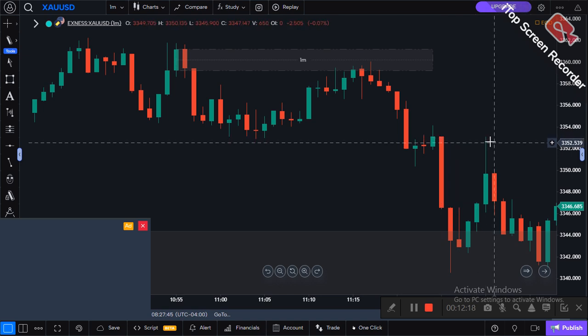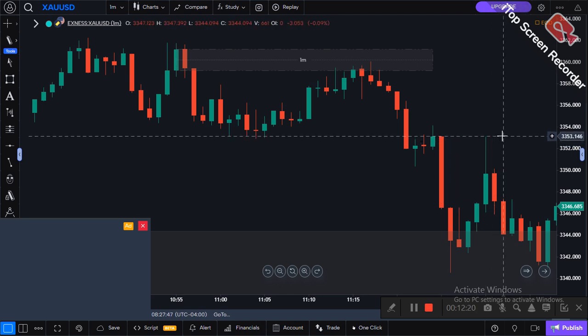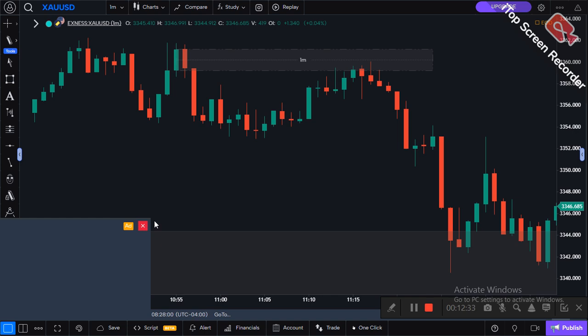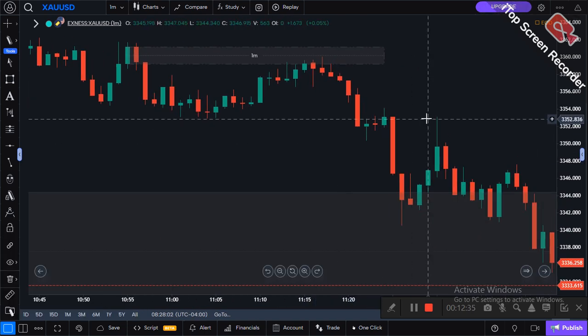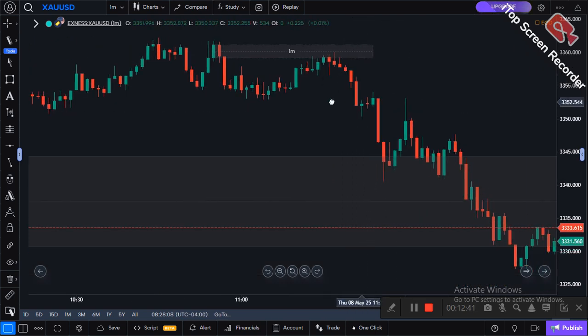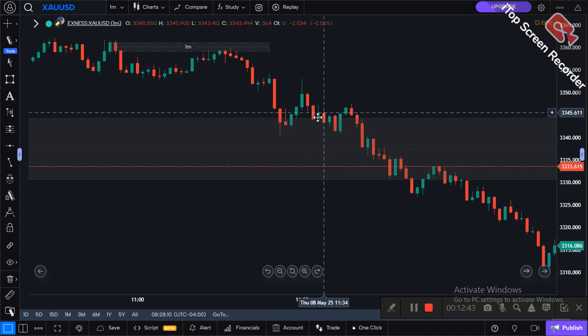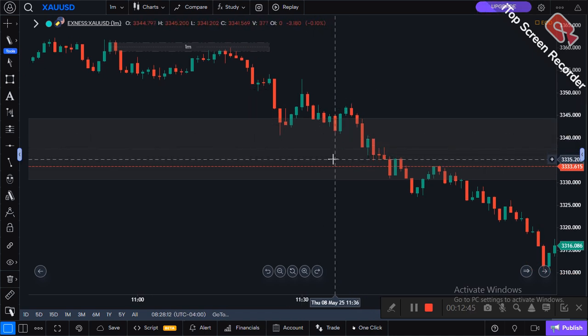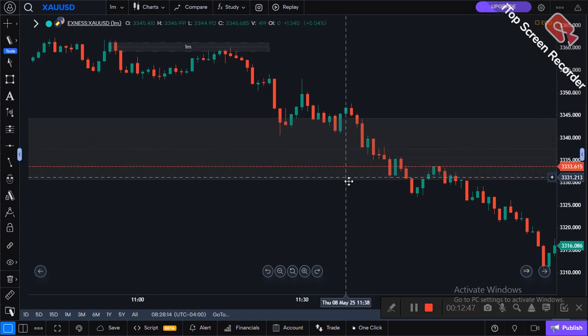Again, it is valid once they touch the opening of the rejection block. Take another entry, set your entry at the opening, the midpoint, whatever. If it rejects, even a little bit, you have to take your entry into the downside. That's it. You have a lot of entry models inside of this. The opportunity does not stop.